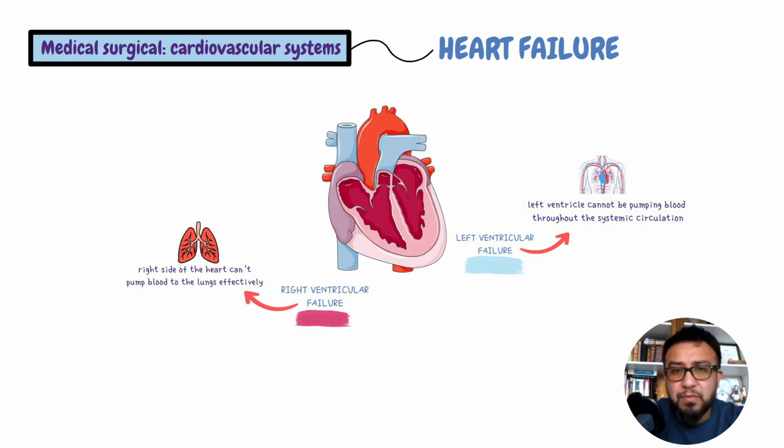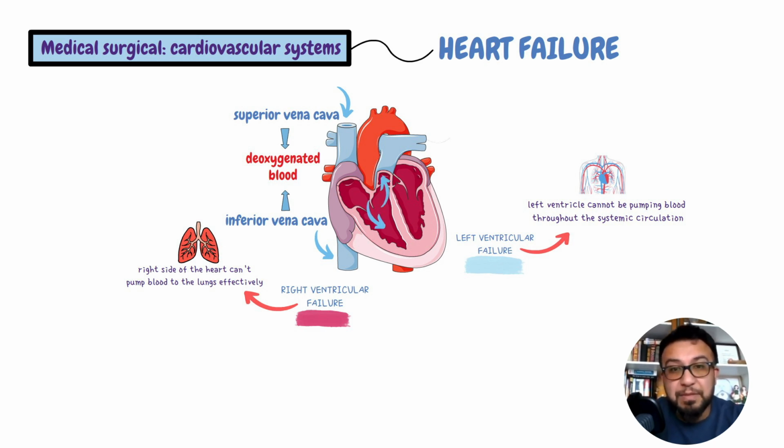Now, it's important for students to understand the basic anatomy and physiology of the heart. They should understand that the right side of the heart brings in oxygen-poor or deoxygenated blood from the superior and the inferior vena cava, and it's supposed to send blood to the lungs via the pulmonary artery. The left side of the heart is supposed to receive oxygenated blood, or oxygen-rich blood, from the lungs, and it's supposed to send blood to the systemic circulation via the aorta.